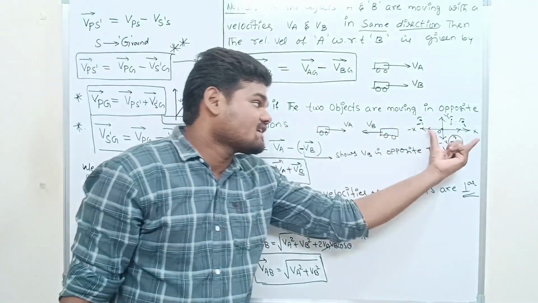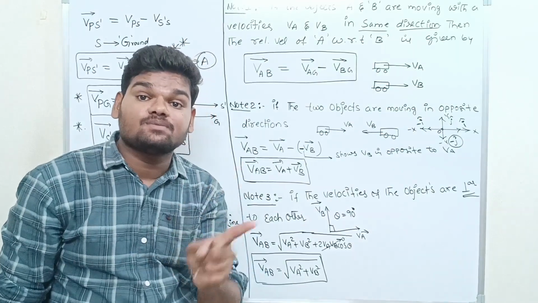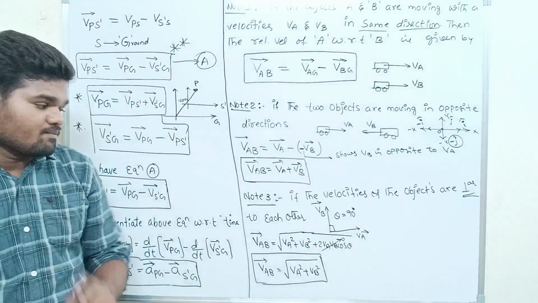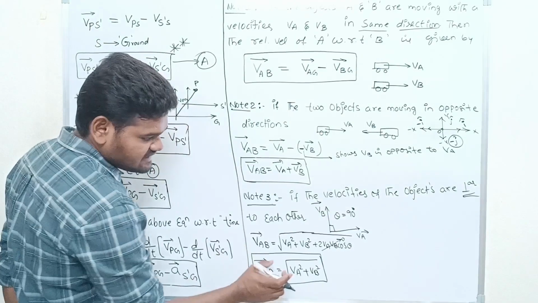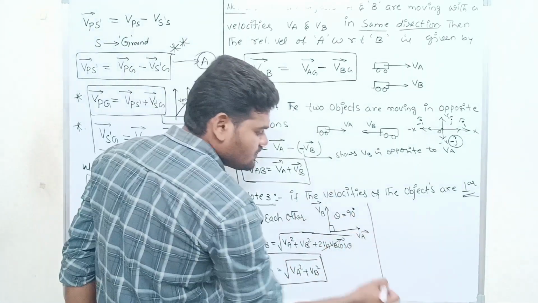Are you getting any doubts? Why am I taking the direction? Because velocity is a vector quantity. It has both direction as well as magnitude. So this is the resultant relative velocity when the two objects are moving perpendicular to each other.